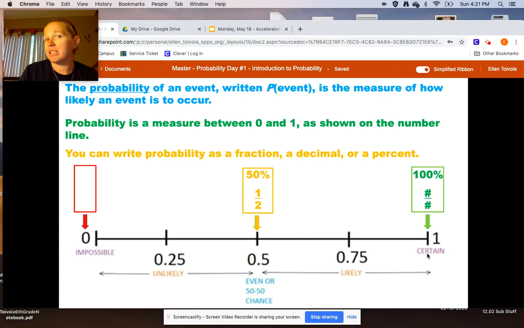It doesn't matter how many times you flip the coin, it is always going to land on heads. That word is certain, right? So that's 100%. And you see hashtag on top of hashtag. But remember, in math class, that's not hashtag, that's the number sign, right?